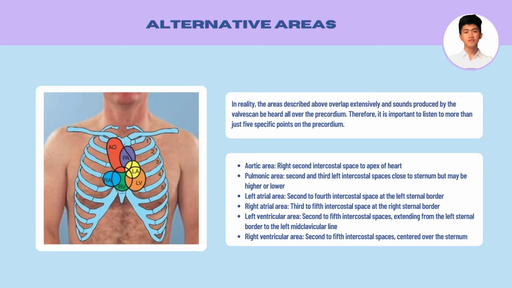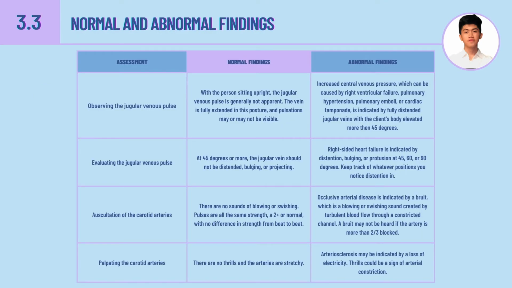Cover the entire precordium as you auscultate in all areas, and concentrate on systematically moving the stethoscope from left to right across the entire heart area, from the base to the apex or from the apex to the base. The normal and abnormal findings in heart and neck vessel assessment.